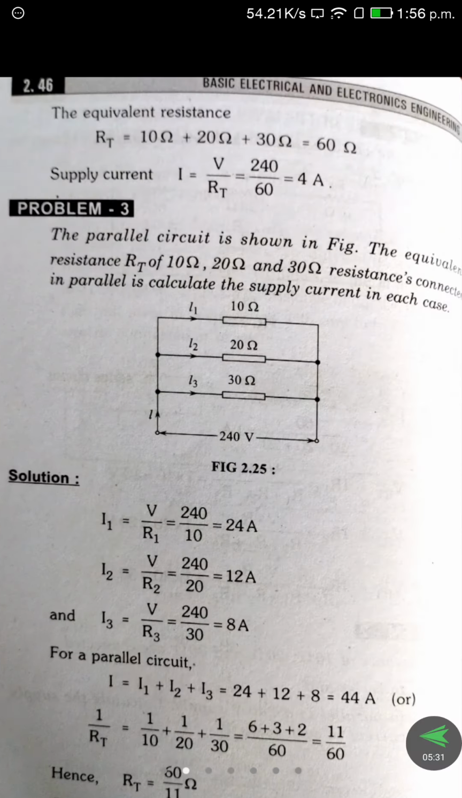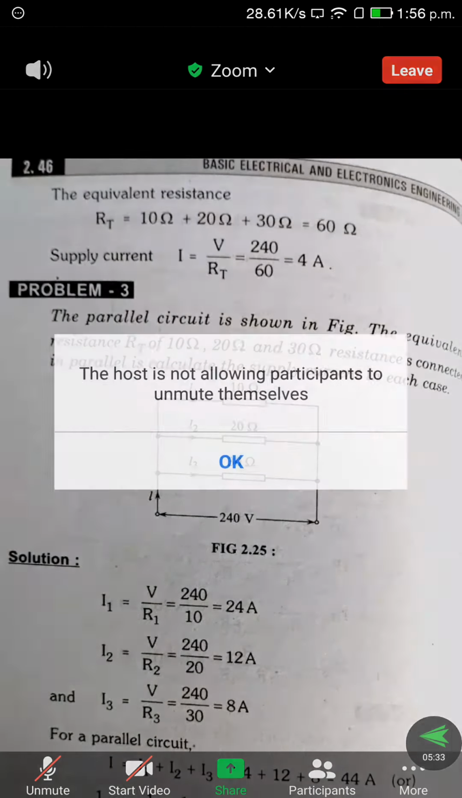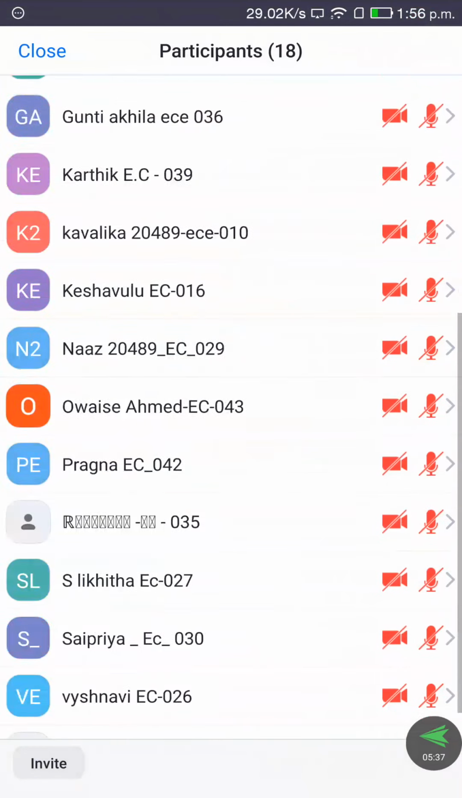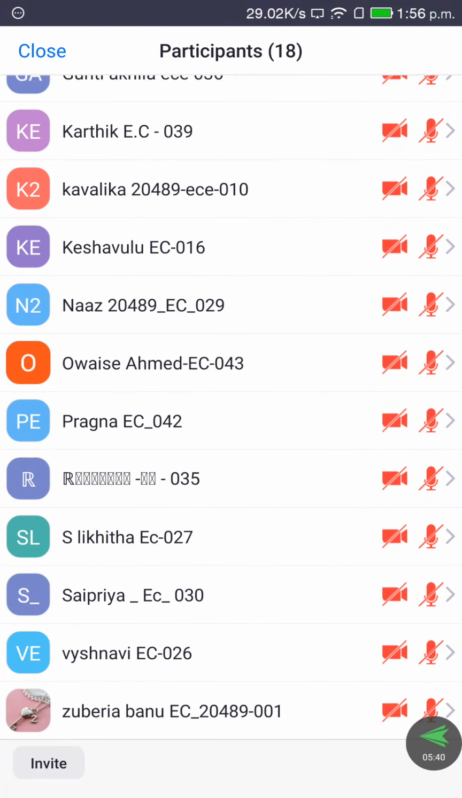But that is 1 by R total. What is our requirement? R total is our requirement. Because of that, we interchange the numerator and denominator. Means 60 comes to the numerator, 11 comes to the denominator. Hence R total is equal to 60 by 11 ohms.